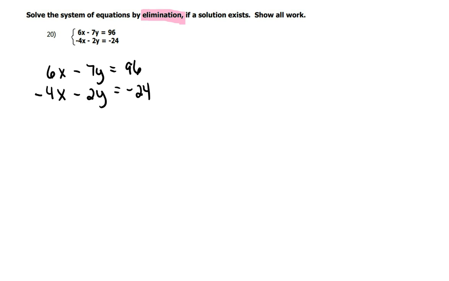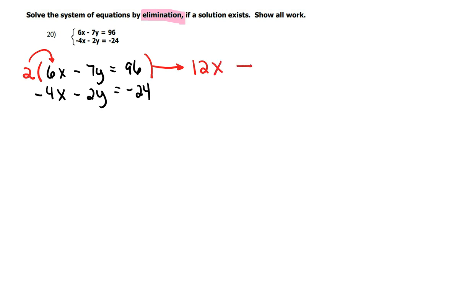I am going to get rid of my x's because one of the x's is a positive 6 and the other one's a negative 4. They're already opposite signs. And I'm going to turn them both into 12s, because if I take the top equation and multiply it by 2, when you take 2 times this 6x, you will get a 12x. Of course, I have to multiply everything by 2. You have to multiply the entire equation by 2.